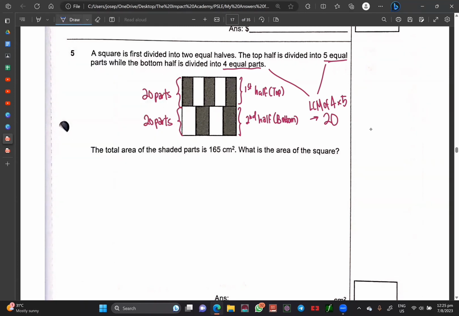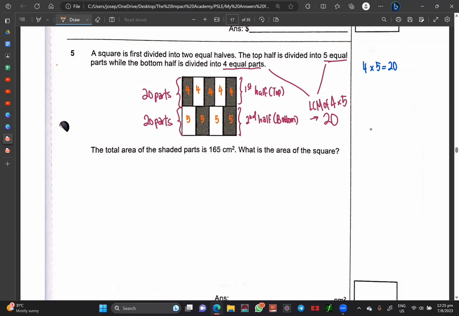Very simple. For my 4 equal parts, I will just simply do 4 times 5. When I do 4 times 5, that gives me 20, which means each of these parts we will call 5. I will just put 5 instead of really drawing or splitting it up into 5 parts, because that's actually impossible as the spaces are too small. So I'm just going to say there are 5 parts here, 5 parts here, 5 parts here, 5 parts here. There are 4 parts here, 4 parts here, 4 parts here, 4 parts here, and 4 parts over here.